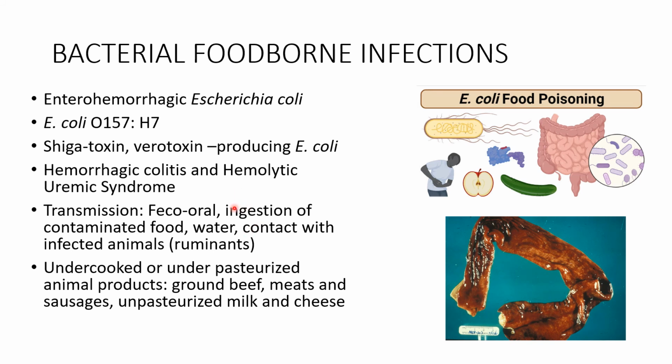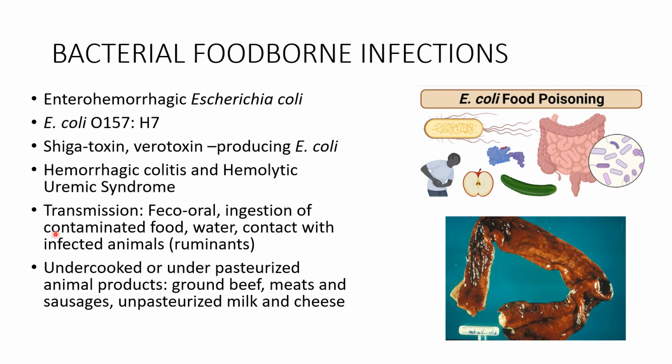Third, you have your enterohemorrhagic Escherichia coli or E. coli, the most famous of which is your E. coli O157:H7. So these are Shiga toxin or verotoxin producing E. coli. So they cause hemorrhagic colitis. So this is the colon of an individual that was infected with E. coli O157:H7. So very hemorrhagic na yung colon niya. So hemorrhagic colitis, which may actually lead to hemolytic uremic syndrome or HUS.